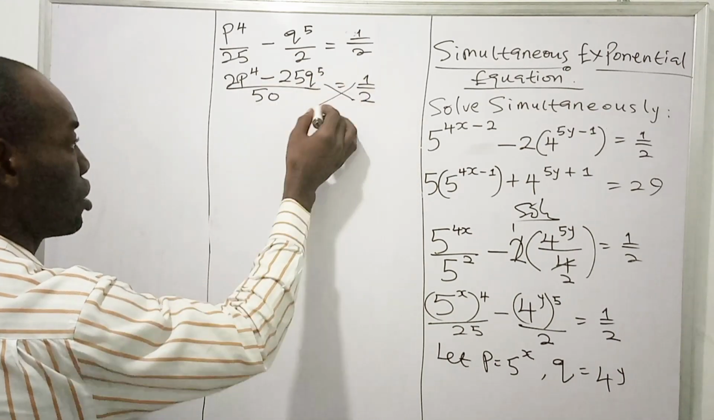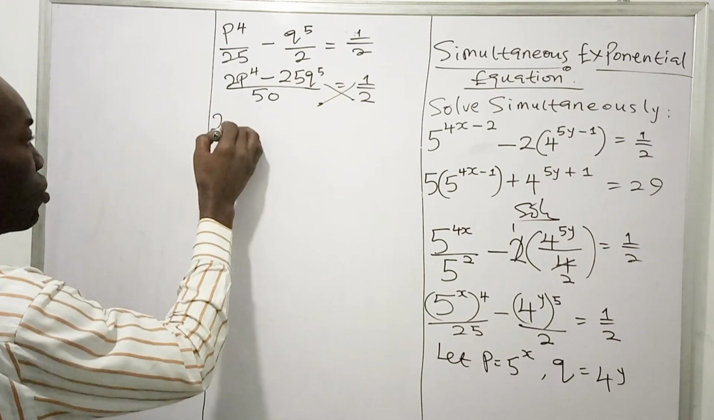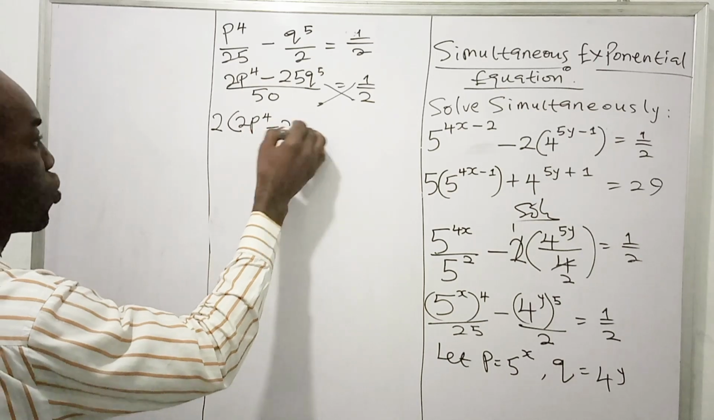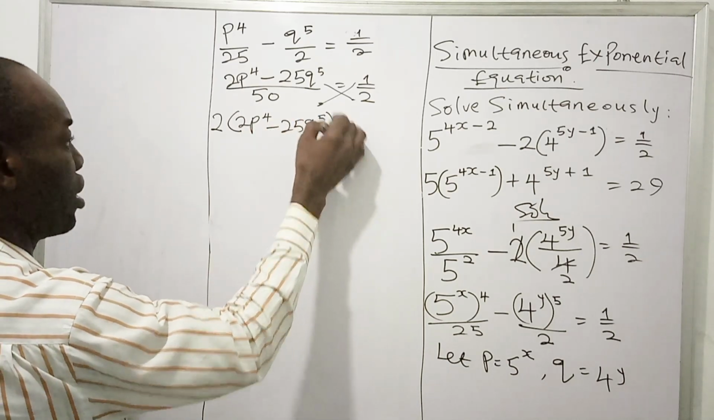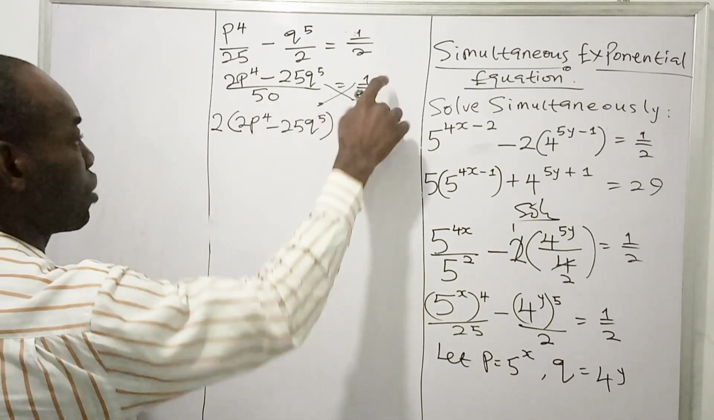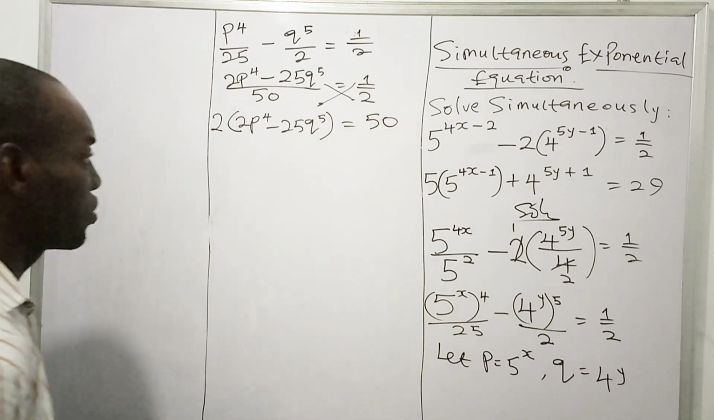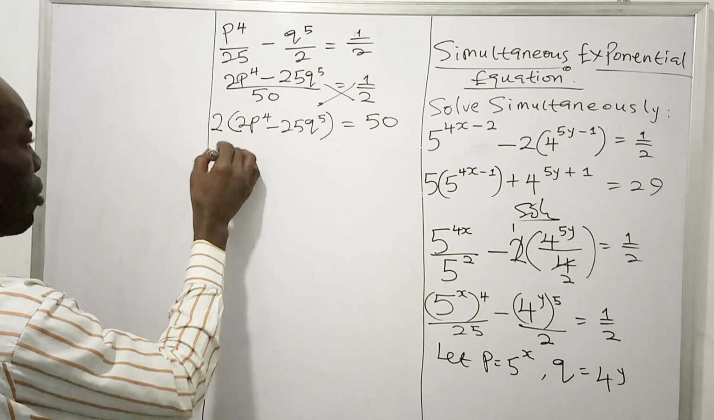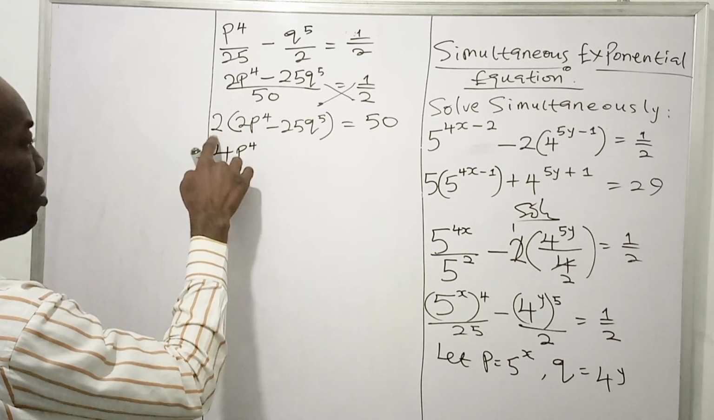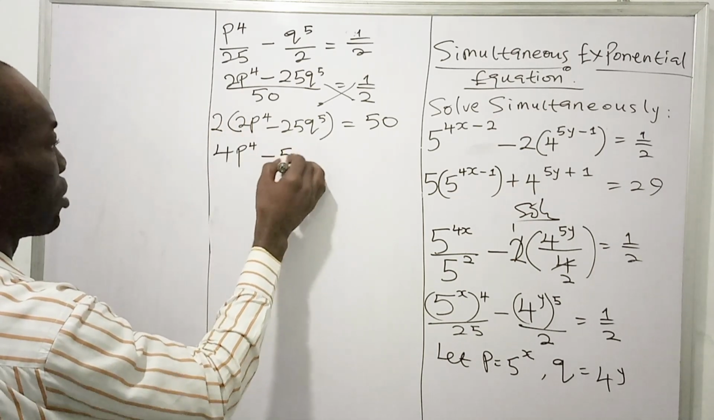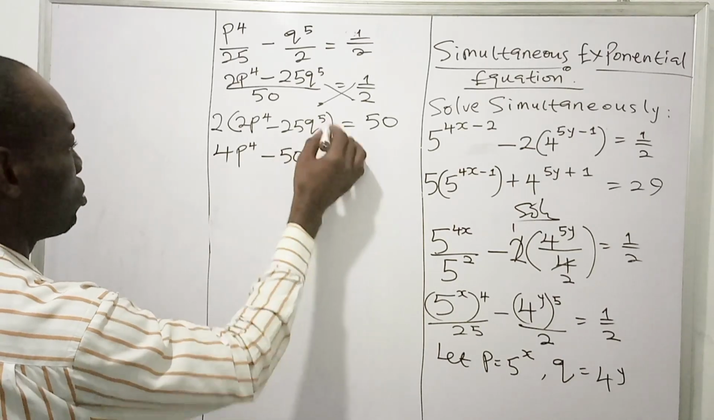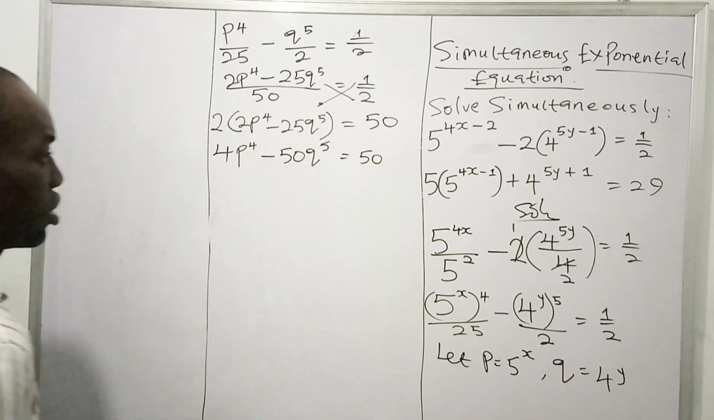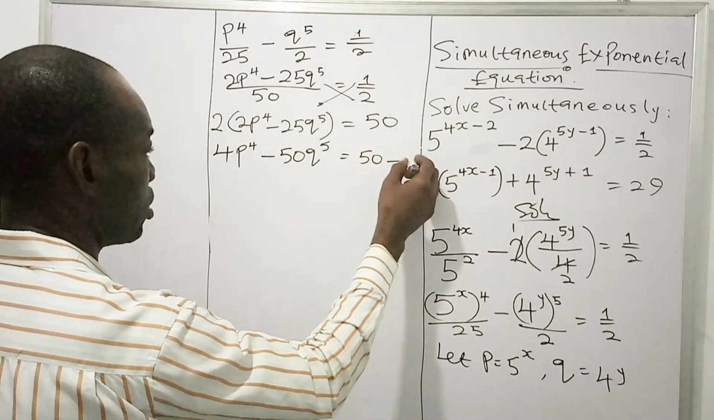This should multiply this, this should multiply this, and that will give us 2 multiplying 2p to the power 4 minus 25q to the power 5. On the right-hand side, 50 will multiply 1, and that gives us 50. So if we open the bracket, 2 times this gives us 4p to the power 4, and 2 times this gives us minus 50q to the power 5, all equals 50. So we can call this our equation 1.